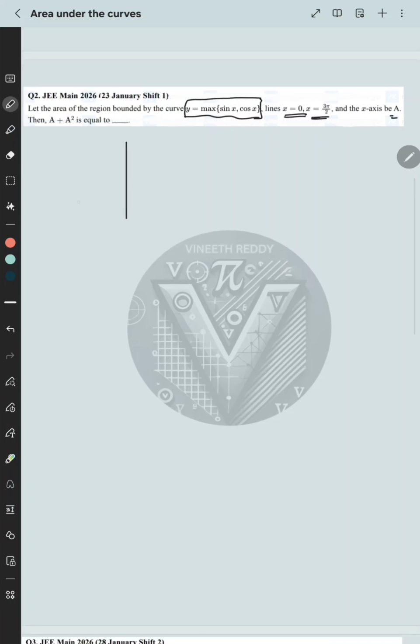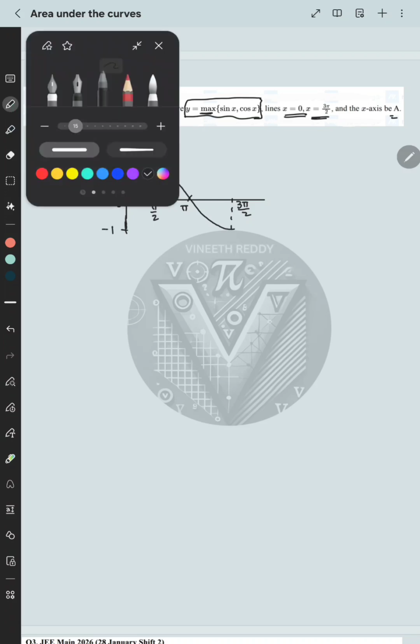Firstly, he's asking us for the area of the region bounded by the curve, the maximum of sin x, cos x, right? Firstly, we will draw the graph of sin x. So sin x in the region from 0 to 3π/2 will be something like this, right? This is 0, this is π/2, this should be π, and this should be 3π/2. I hope all of you are aware about this thing. So this value is 1 and this value is -1.